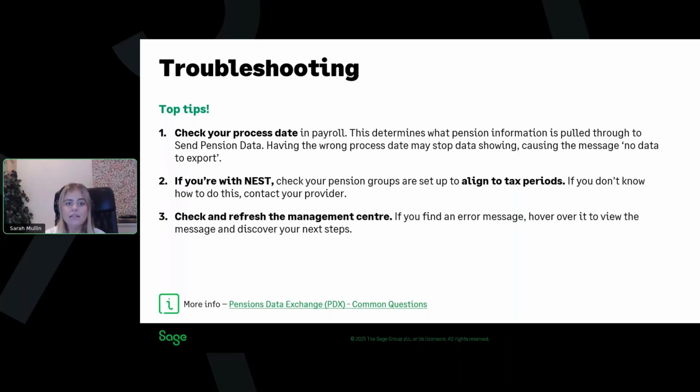Now, next thing is check and refresh the management centre. So if you find an error message in there, you can hover over it and it'll give you next steps. So you can get to your management centre from your pension module settings, open the management centre, and you're going to look out for any of those red boxes. If there isn't any there and you're still having problems, just highlight your scheme and click the little refresh icon up at the top. And that will reconnect to the provider, because if there is any new issues, it will tell you, and it'll tell you the error message and how to resolve as well.